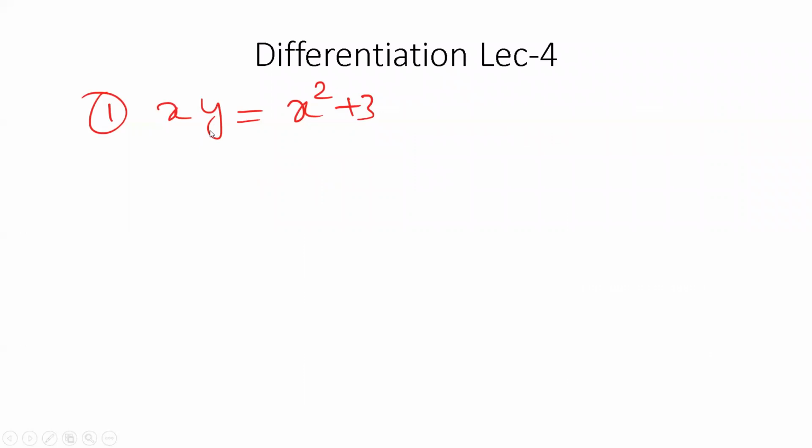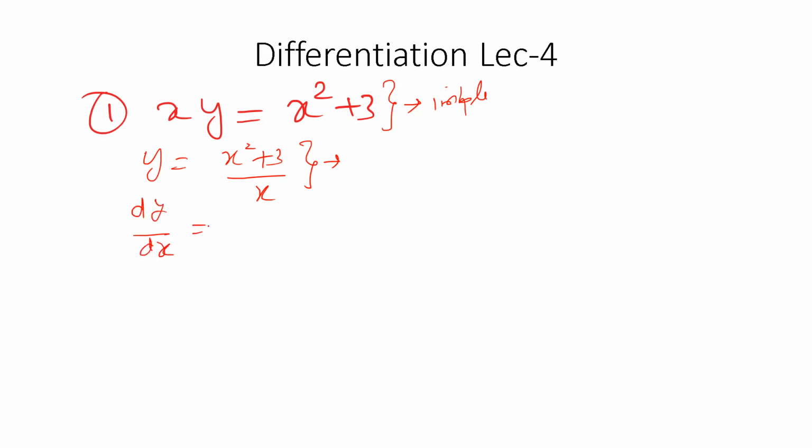This is my first question. So here the question is xy is equal to x square plus 3. Here we are able to express it as an explicit function. So y is equal to x square plus 3 by x. This is my explicit function, and the given function is an implicit function. This is my implicit function. So first convert into an explicit function, okay, and then take the derivative. This is the first method to solve the question.